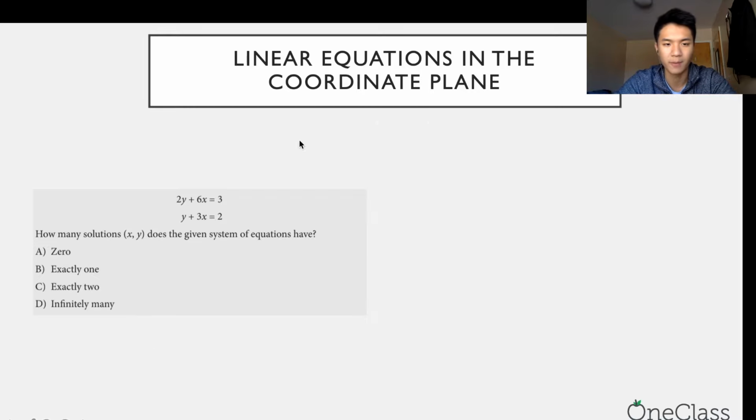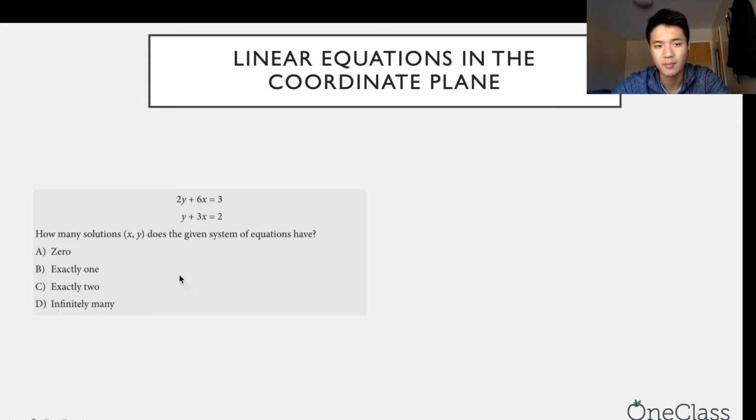And so here we can see an example of how this system of equations is tested in terms of understanding the different scenarios that can happen on the coordinate plane. So this question says, we're given a system of equations, 2y plus 6x equals 3 and y plus 3x equals 2. How many solutions does the given system of equations have? And so looking at the answer choices, we can have 0, exactly 1, exactly 2, infinitely many.